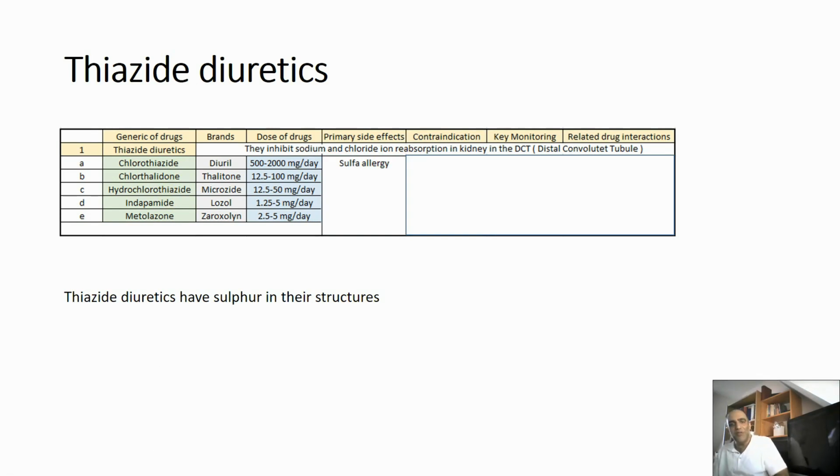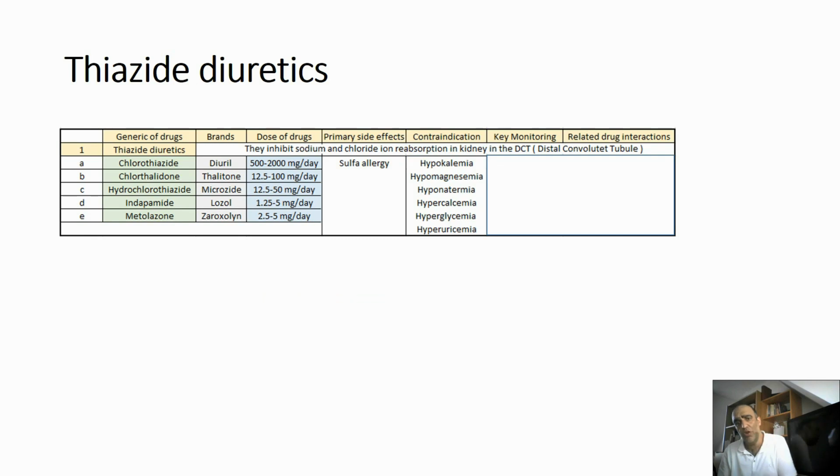The primary side effect of this drug is sulfur allergy. As we know from medicinal chemistry, thiazide diuretics have a sulfur in their structure. It's very important. If the patient has a sulfur allergy, the patient cannot use this group of medicine. Contraindications we spoke about before, and I mention them again: hypokalemia, hypomagnesemia, hyponatremia, hypercalcemia, hyperglycemia, and hyperuricemia.